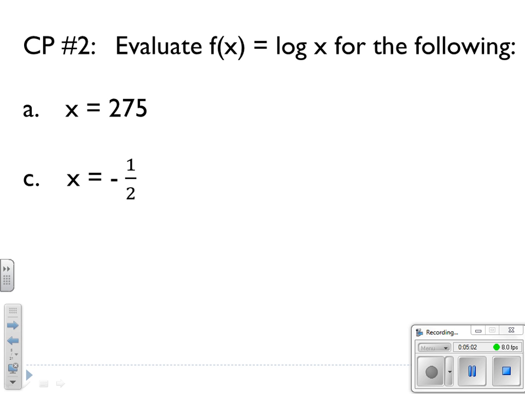Checkpoint number 2, letter A, was x is equal to 275. So if in my calculator I punch in log of 275 and hit enter, you should end up seeing the value 2.439333 roughly. Now if you try this one, you are going to get an error message, because taking something to a power will never result in an x value of -1/2.